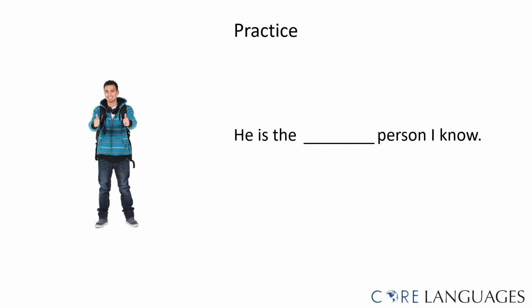How about this example? He is the friendliest with a Y or friendliest with an I person I know. Very good. Friendliest with I-E-S-T. Friendliest is a two-syllable adjective that ends on Y, so we need to change Y to I.